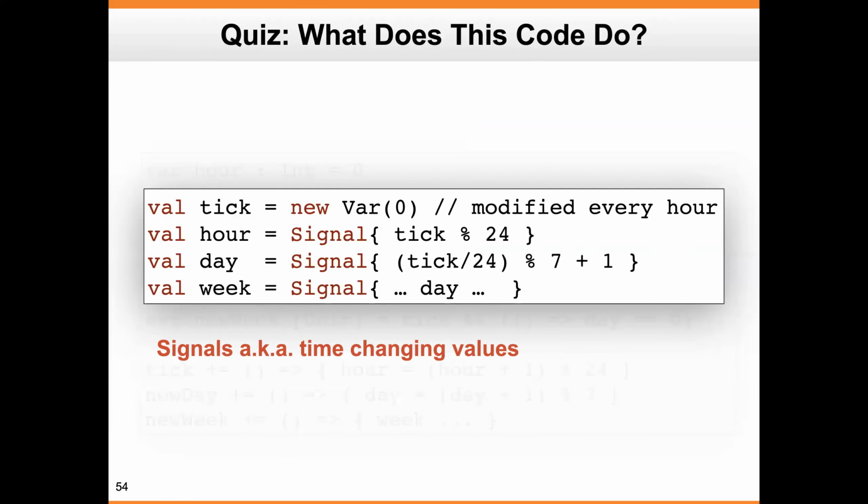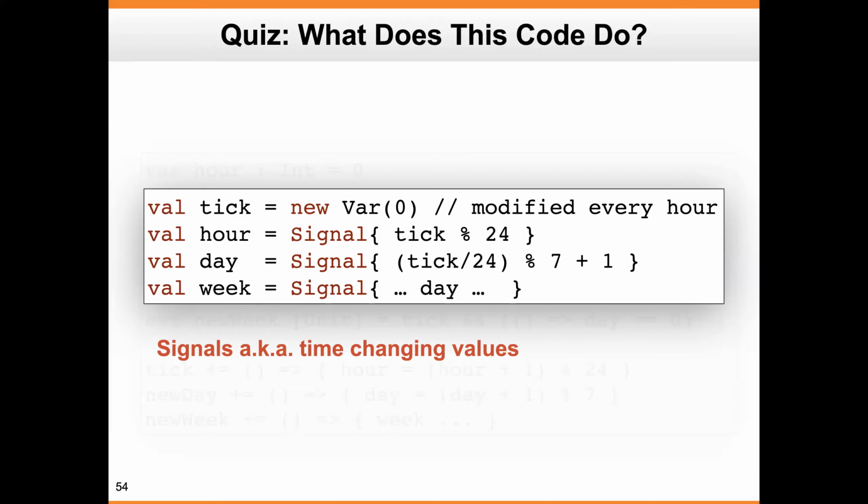And you ask, what does this code actually do? Ignore for the moment this keywords signal in the code, but basically it's saying, what is the definition of an hour? So I have a new hour, defined by, the hour changes when tick changes by the definition given there.